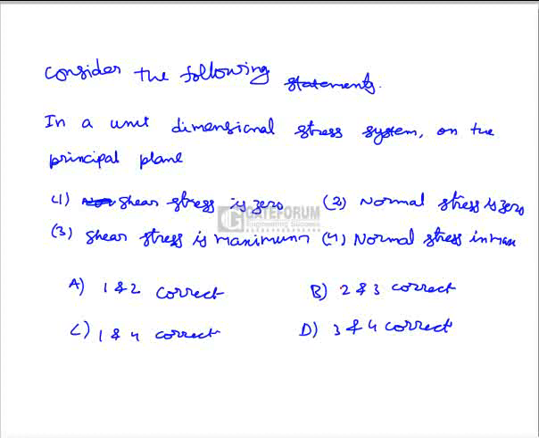on which the normal stress is maximum and shear stress is 0. The principal plane is nothing but a plane which carries only normal stress without having shear stress. So it carries 0 shear stress and the maximum normal stress. And in the options, 1 and 4 are correct, and in the given options, C is the right option.